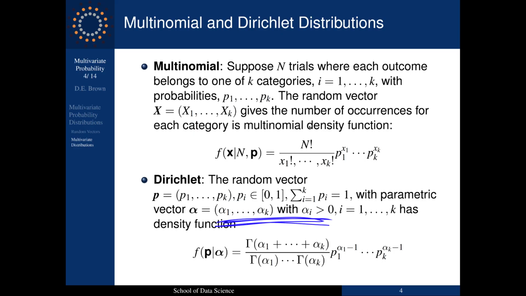Its parameters are this alpha vector, alpha 1 through alpha k. These alphas have to be strictly positive. And again, we have a normalizing function given by the gamma functions in front of the probability density for this random vector. And we have each one of the p components of that random vector taken to the value of their particular parameter, alpha 1, alpha 2, whatever. And that's the probability density function.